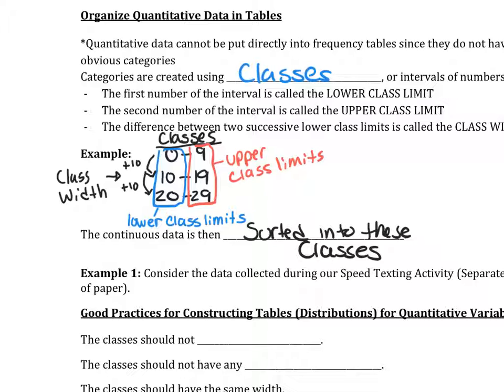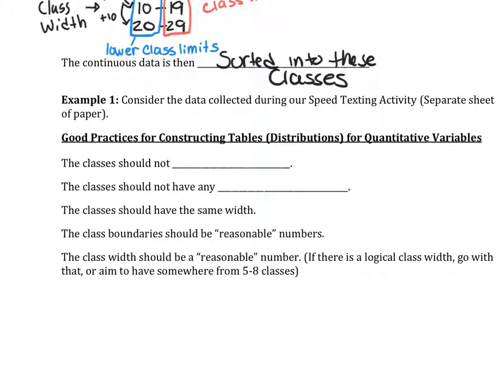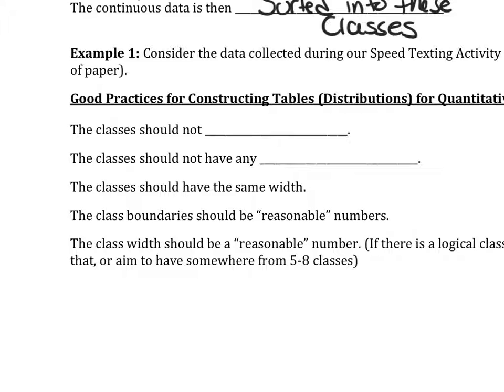Okay, so in a minute we're going to do a frequency and relative frequency table for our data that we collected on Friday with the texting. But first we got to talk about some good practices for constructing these tables or distributions. Remember, whenever you're asked to do a distribution, that's the same as me asking you to do a table for quantitative variables. So first, the classes should not overlap.